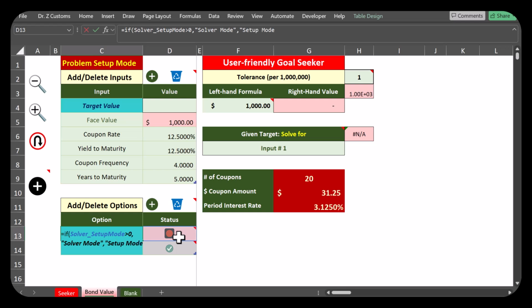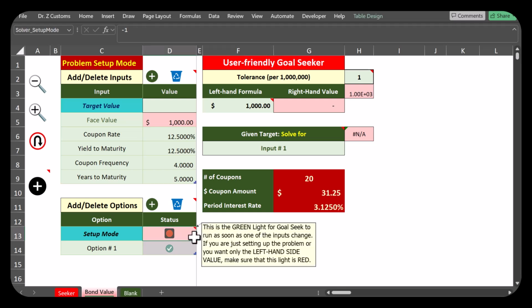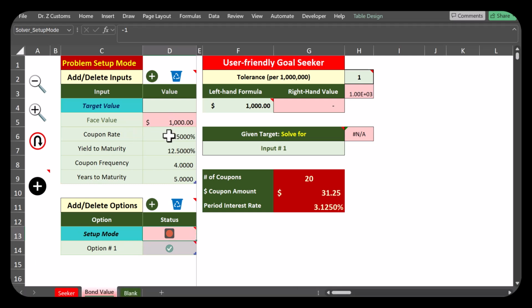Now, if it's red light, it's going to be in setup mode. If it's green light, which you can change by simply double clicking on that, right? You should use setup mode literally when you're setting up the problem. Or if all you want is to calculate the value of the bond given all the inputs. So if I want to do a 0 coupon bond, semi-annual compounding, 30 years.